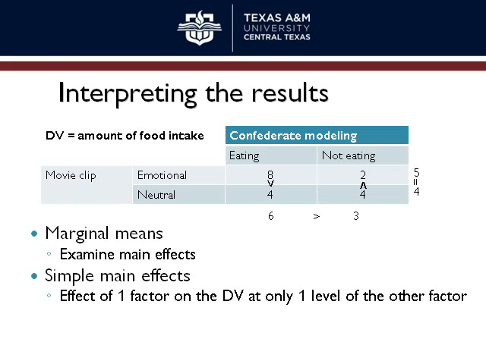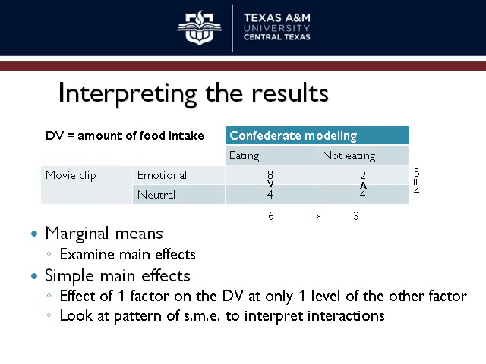Now we look at the other level of Confederate modeling. When the Confederate wasn't eating, kids ate less when there was an emotional movie than when it was a neutral movie. So here again you see those mathematical symbols going in opposite directions, also indicating a significant interaction. Right? So we look at the pattern of simple main effects to interpret interactions, to see if they're there, and then also to make sense of them.